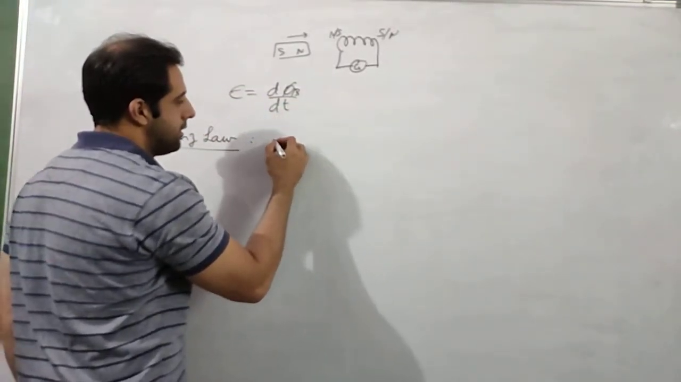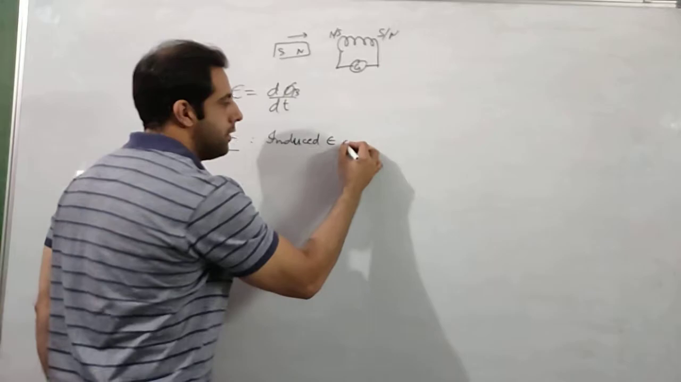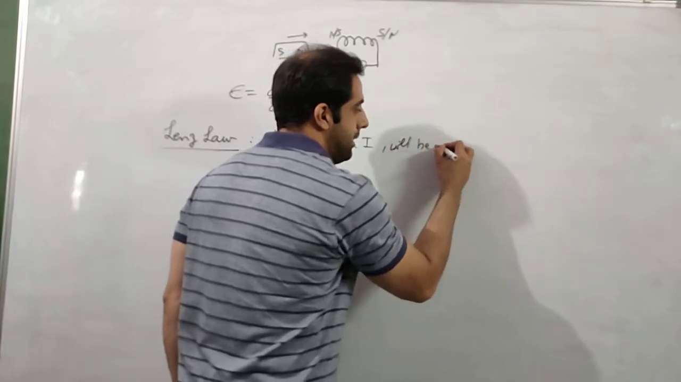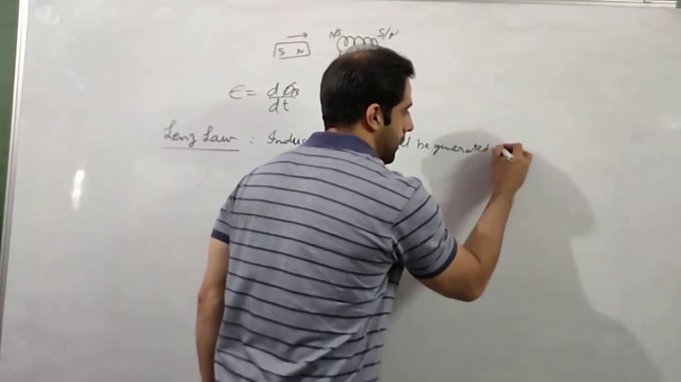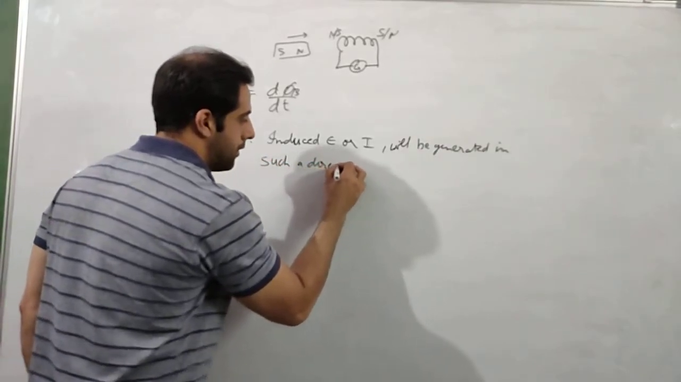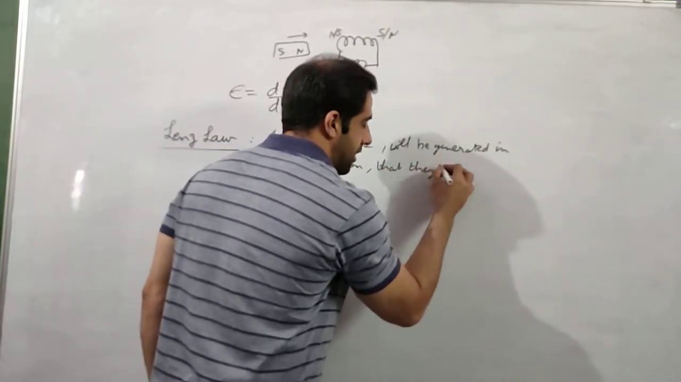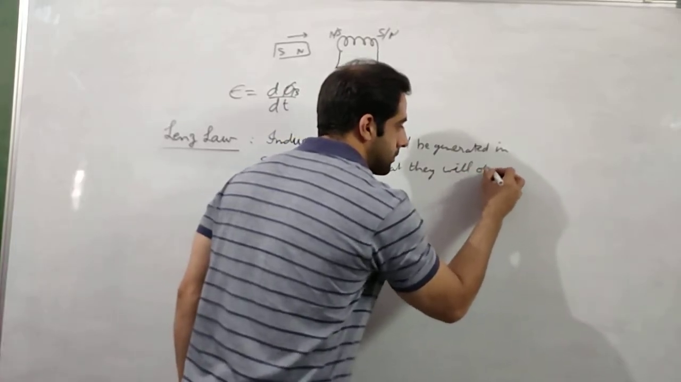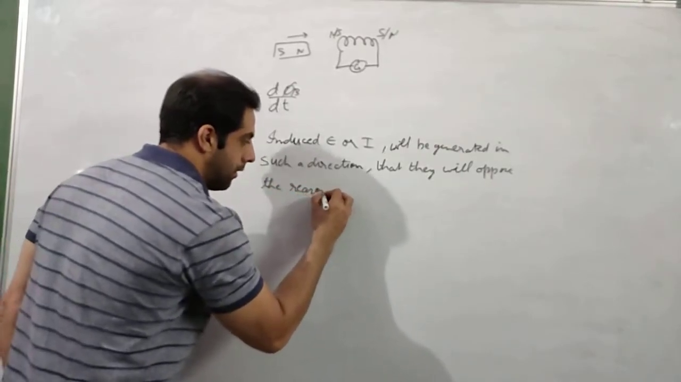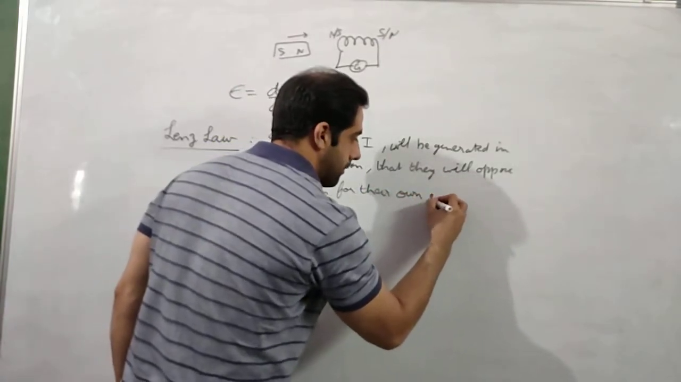Now Lenz's law states that induced EMF or current will be generated in such a direction that they will oppose the reason for their own generation.